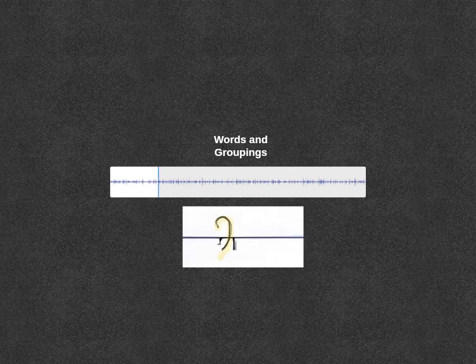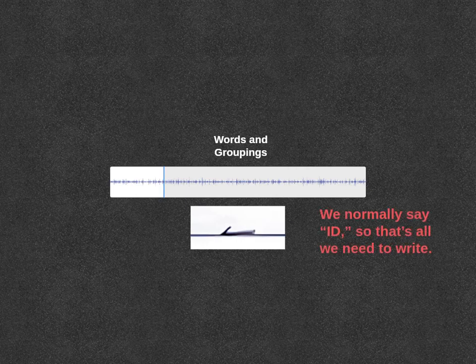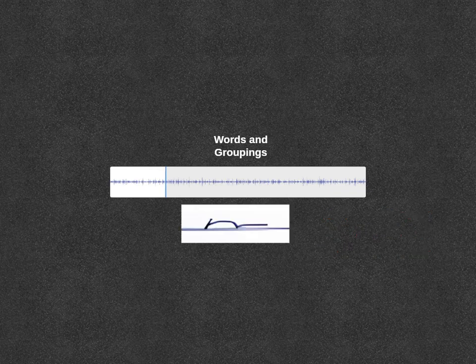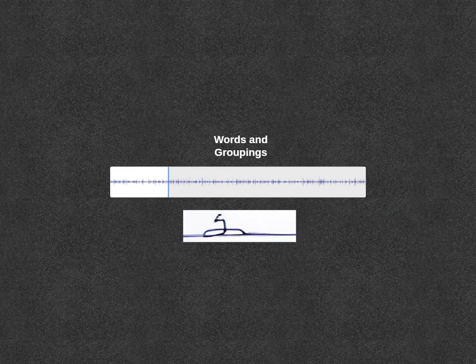Green, GR blend, so GR comes together without the intervening vowel, so the next consonant, in this case the N, goes through it. Identity, well, we normally say ID, so that's all we need to write really, ID. Immediate is another special outline, as is important. Informed. Now, form is a special outline, just an FM blend that says firm or form.